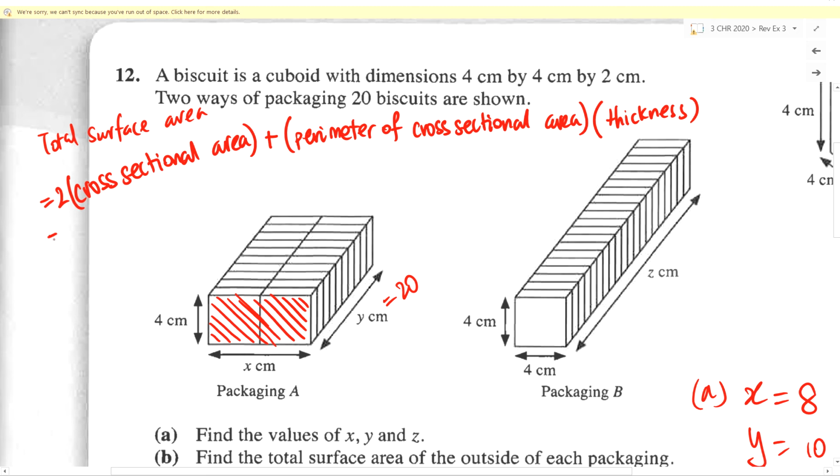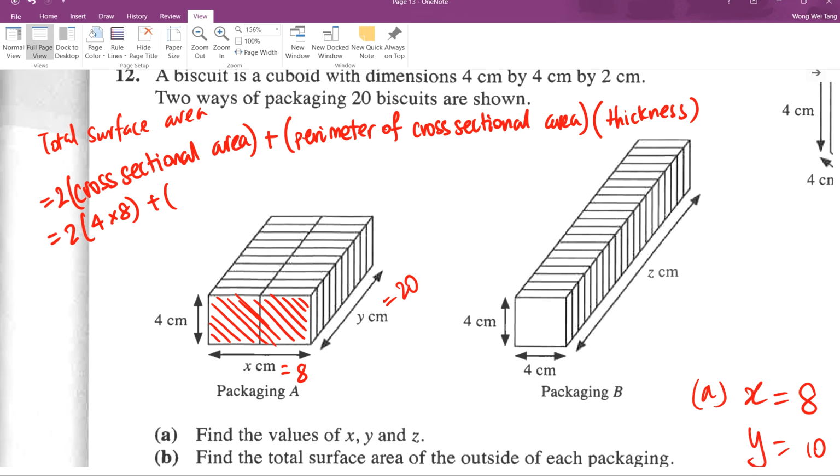Okay, let's start. 2 times the cross-sectional area. X, we found that it was 8. So this shaded area is a rectangle. The formula for area of a rectangle is length times breadth. So 4 times 8. Okay, I'm just following the formula. Next we add. See the plus over here? Plus the perimeter of the cross-sectional area.